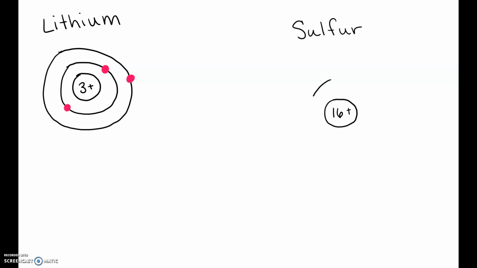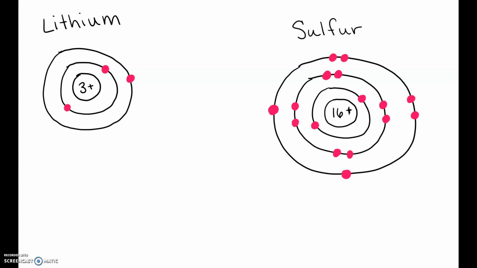A sulfur atom has a nucleus with 16 protons. That's what the 16 plus represents. And then around that nucleus, there's 16 electrons. Okay, so I have my sulfur atom with 16 electrons and my lithium atom with 3 electrons.